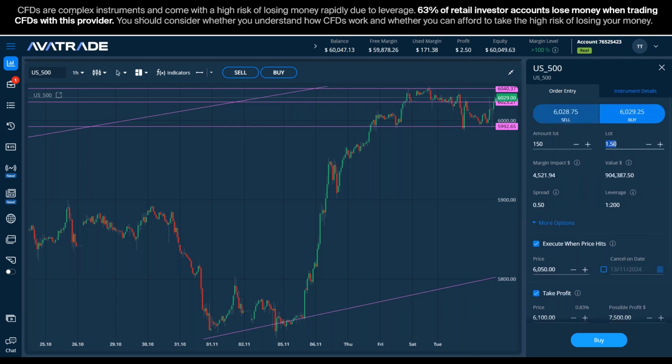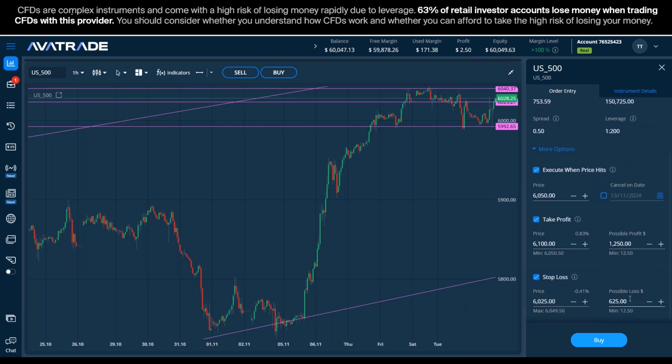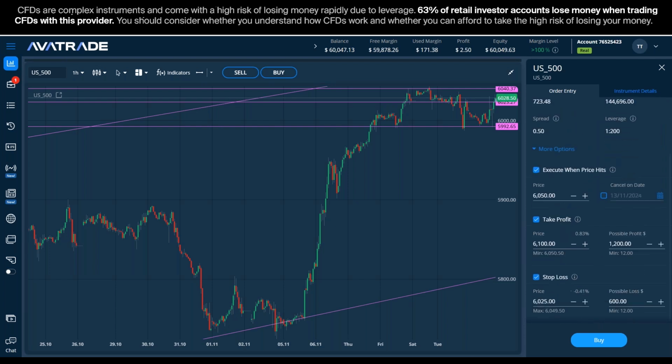So if I go 0.25 lots, now I'm risking just over 1%, 625. So I can zero in on that, 0.24. Now I'm at 600, which is basically 1% of my balance. Okay. 6,000 would be 10%, right, of 60,000.